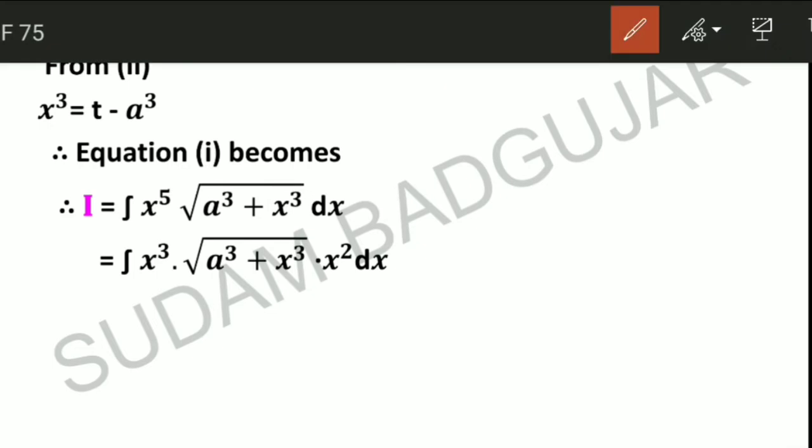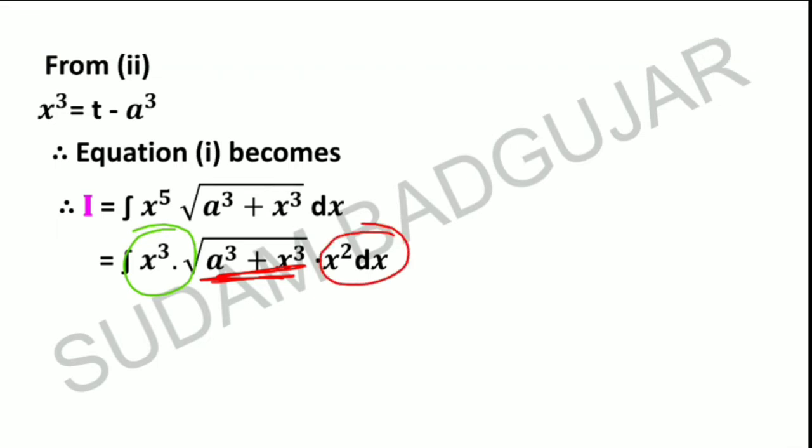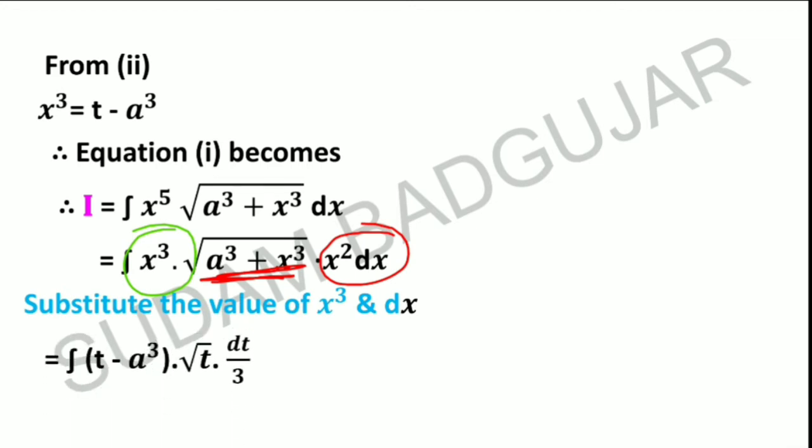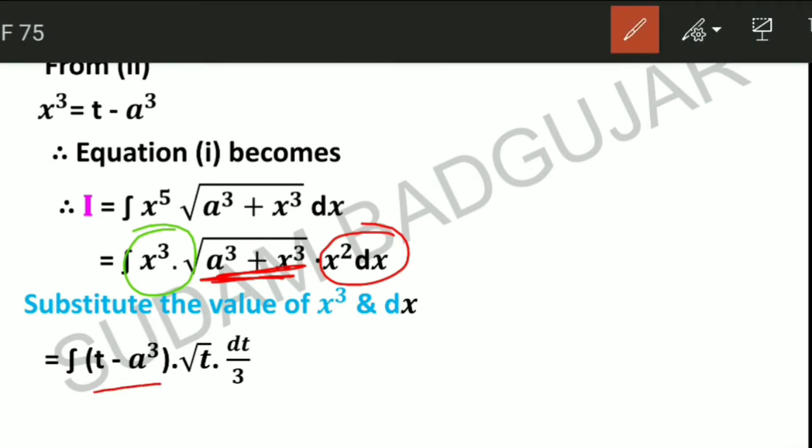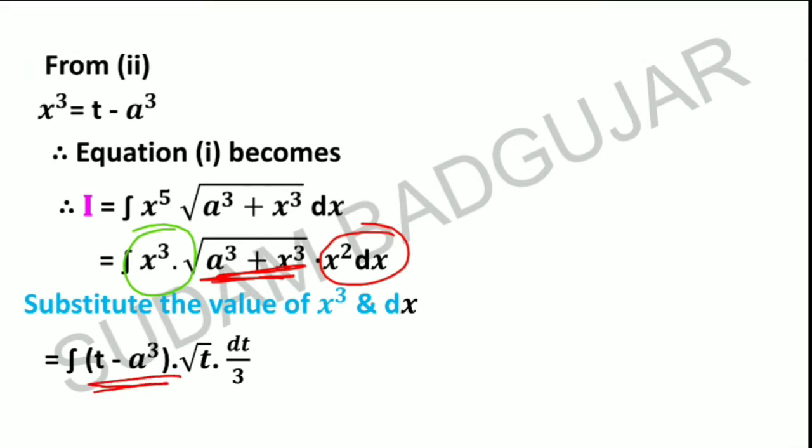Here you have to substitute the value of x cube, and this is t, and this is dt by 3. That's it, and that is nothing but integration of t minus a cube into root t into dt by 3. That's it. Now you have to open this bracket. This is a very simple form. Just open this bracket.